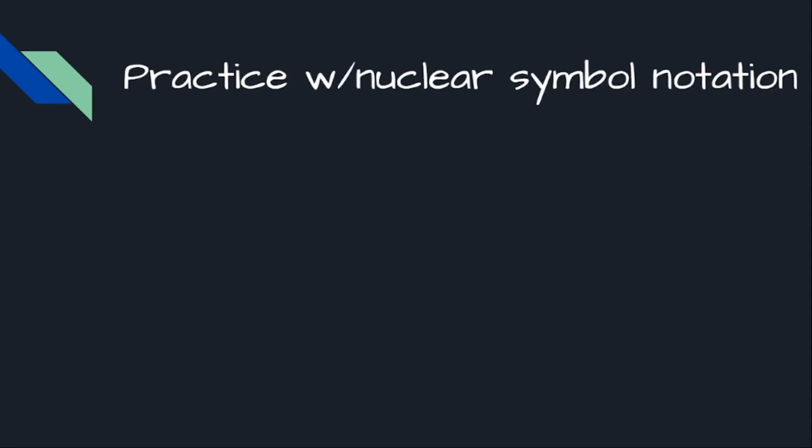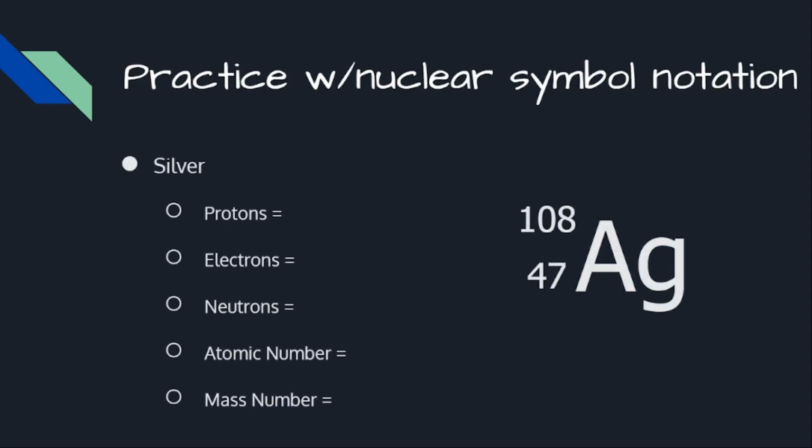One more practice with our new nuclear symbol notation. So here we have Ag, which is the symbol for silver. We have 108 and 47. Go ahead and try and fill out your 5 numbers. Once you have them, pause the video first. Once you have them, restart the video and double check to make sure you have the correct answers.